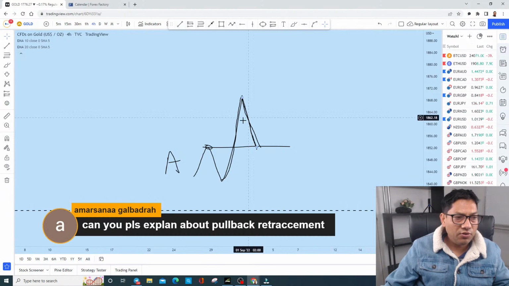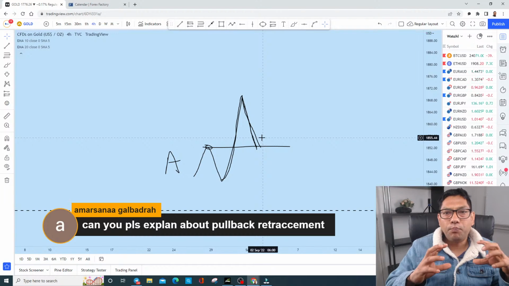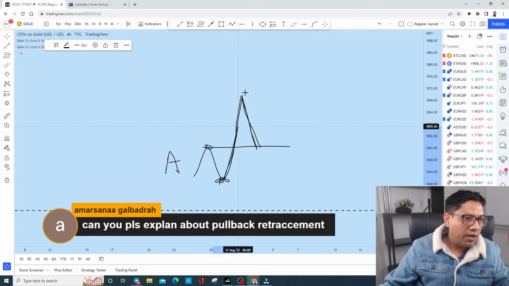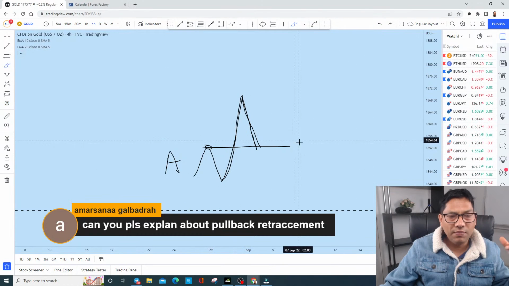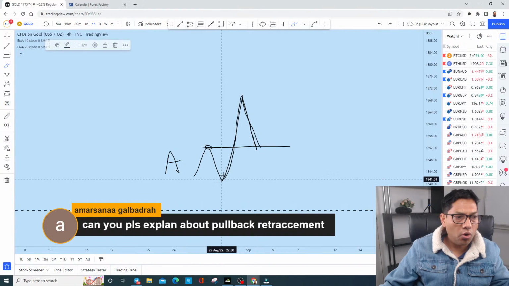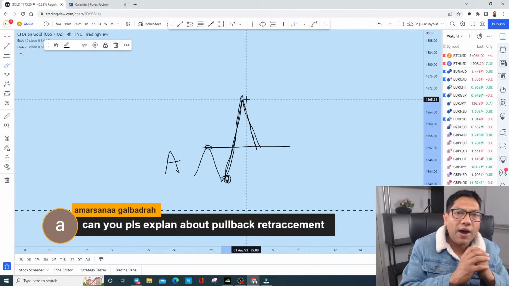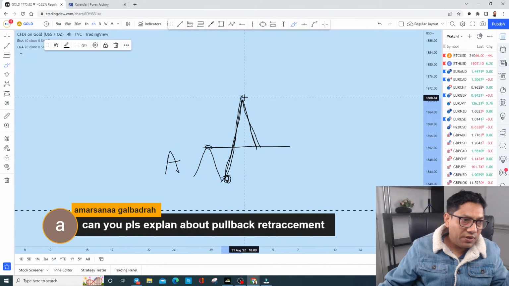But let me tell you here also, this pullback is basically profit taking. How? For example, when the market started to move from here to there, what happened? Basically buyers bought. They invested money and the price went up. Now they will not keep that money forever. They will take some profit from the market. So that time this pullback or retracement happened.